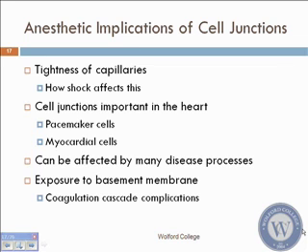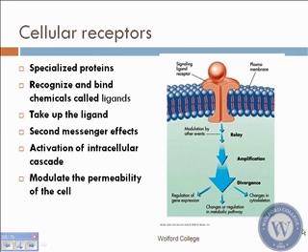These cell junctions can be affected by many disease processes. When we talk about pathophysiology next semester, we'll go into that some more. Different exposure to the basement membrane also has different effects on the coagulation cascade, which I talked to you about a second ago, the difference between intrinsic and extrinsic mechanisms. Cellular receptors are specialized too. These are proteins that recognize and bind to chemicals called ligands.